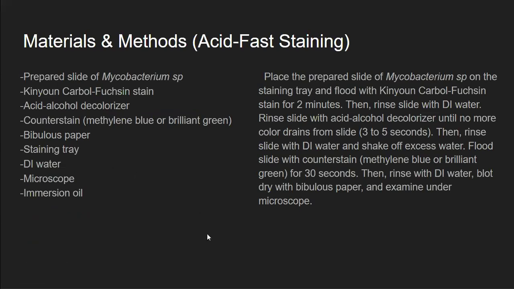These are the materials. Place the prepared slide of Mycobacterium sp. on the staining tray and flood with carbol fuchsin stain for 2 minutes. Then rinse slide with deionized water. Rinse slide with acid alcohol decolorizer until no more color drains from the slide, for about 3 to 5 seconds. Then rinse slide with deionized water and shake off excess water. Flood slide with counterstain, methylene blue or brilliant green for 30 seconds. Then rinse with deionized water, blot dry with bibulous paper and examine under microscope.